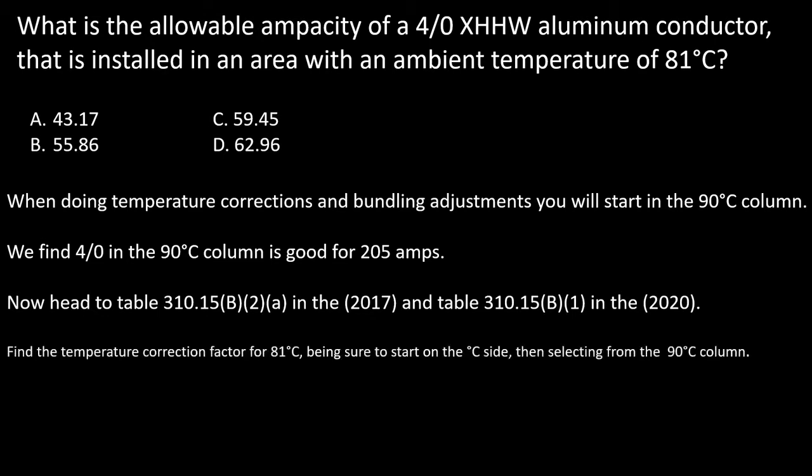Now we're going to find the temperature correction factor for 81 degrees C, being sure to start in the Celsius column because our ambient temperature is listed in Celsius. Then we're going to make sure we go all the way over to the 90 degrees C column to get our factor. We find that it's 29%.